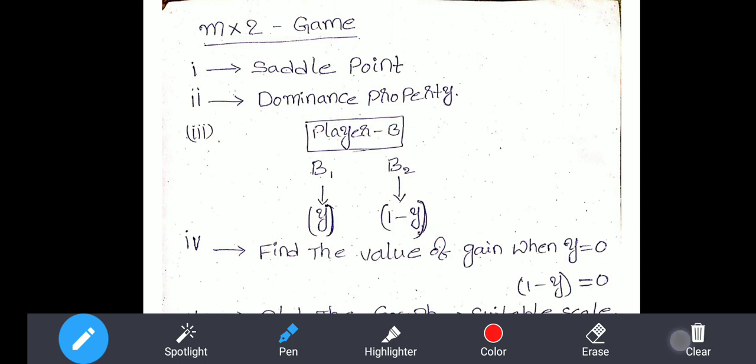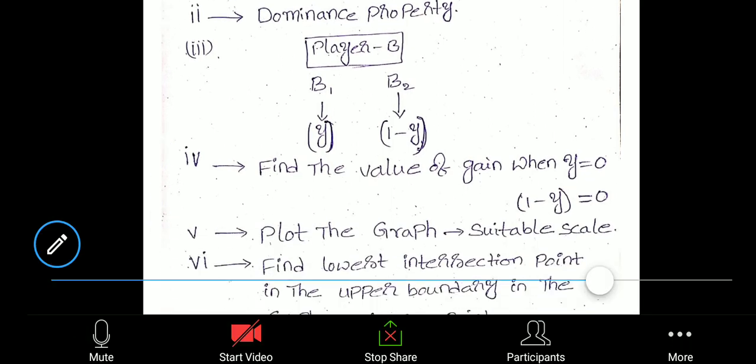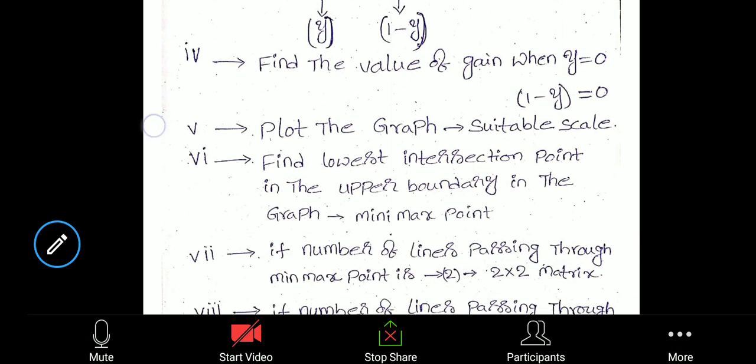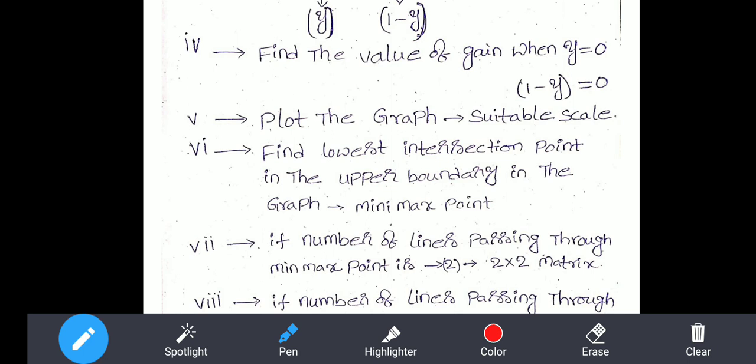Third step: the first strategy of player B will be multiplied with y. The second strategy of player B is multiplied with 1 minus y. By using this, you can prepare the equations. In those equations, y equal to 0 and y equal to 1 will be applied. Based on that, I can get the points. By using those points, I can plot the graph on a suitable scale.